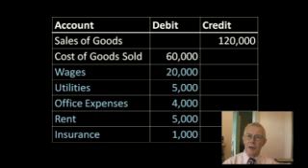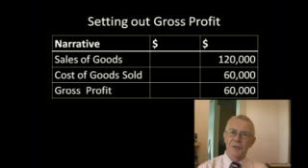To determine gross profit, we're actually only interested in the first two of these accounts, the revenue from sales and the cost of goods sold. We set out these figures in column form. She has total sales of $120,000, cost of goods sold $60,000, and therefore profit $60,000. Note that these figures, which are used in the calculation, are set out in the third column.